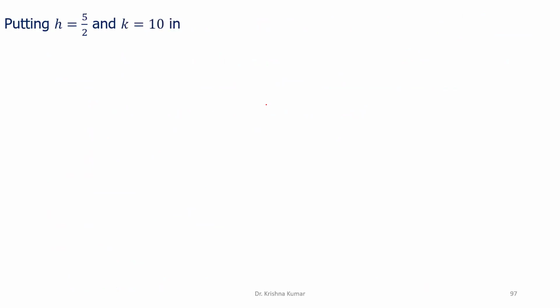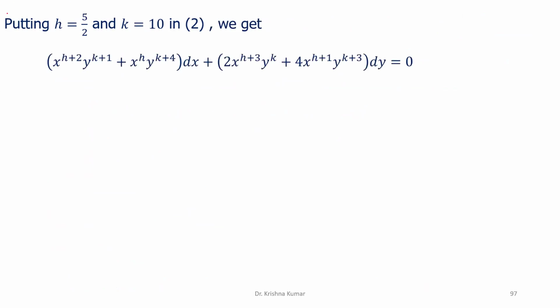Putting h equal to 5 by 2 and k equal to 10 in equation number 2, we have (x to the power h plus 1, y to the power k plus 1, plus x to the power h into y to the power k plus 4) whole multiplied by dx, plus (2x to the power h plus 3, y to the power k plus 4 times x to the power h plus 1, y to the power k plus 3) whole dy, which is equal to 0.